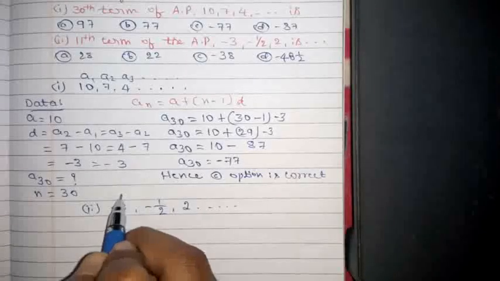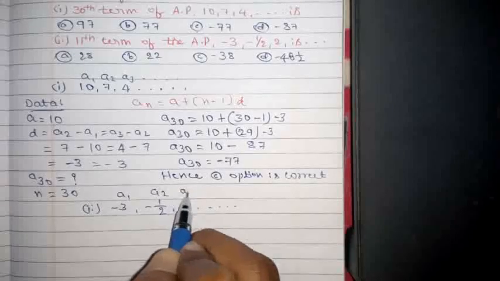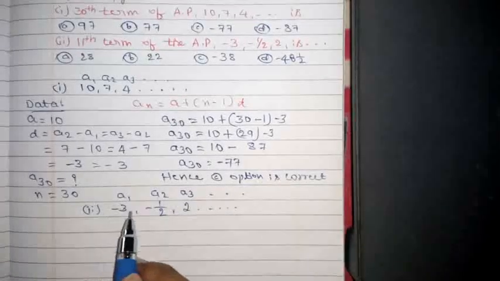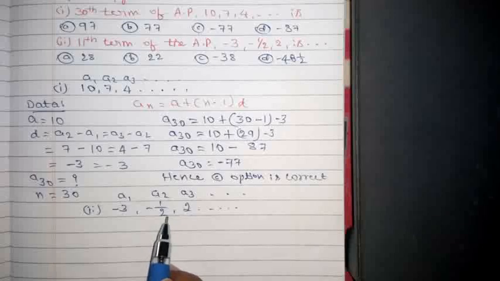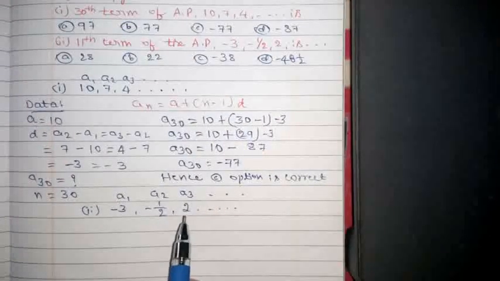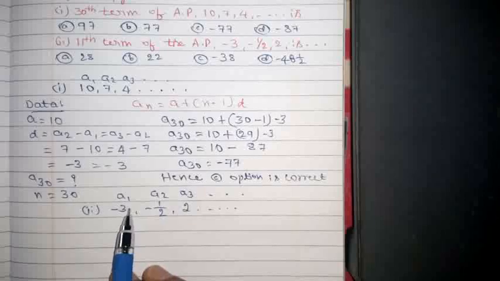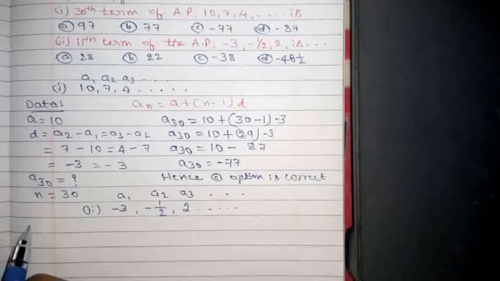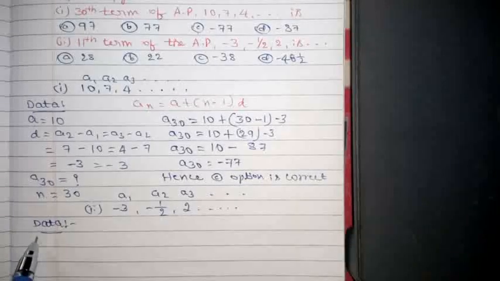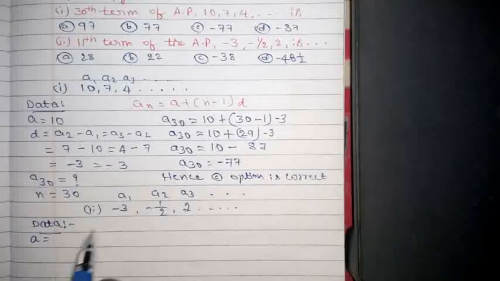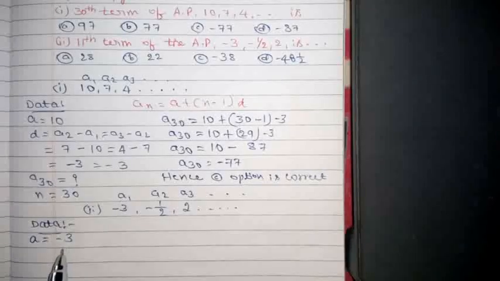As usual, write down the first one as A1, A2, A3, and so on. Why do you need to write this? Because to find the common difference, if you write like this, you can easily take the values. So you need to write down A1, A2, A3. Now as well, write down the data. The first term is A. What is the first term? The first term is minus 3.